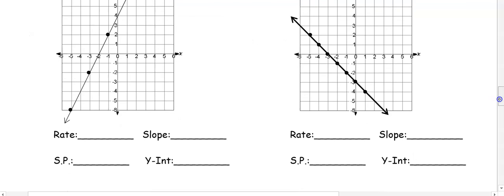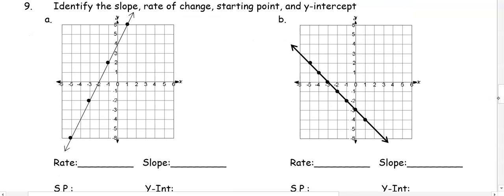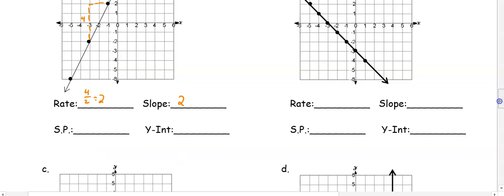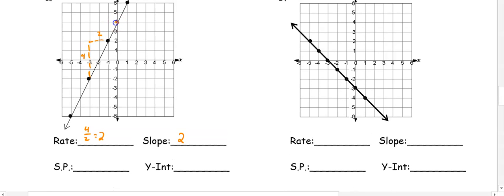In number 9, identify the slope, rate of change, starting point, and y-intercept. For our rate of change and slope, we went up 4 and over 2. So our rate is 4 divided by 2, which is 2. That's the same as our slope. Our starting point, or y-intercept, is where we're crossing the y-axis, which in this case is going to be at 0, 4.